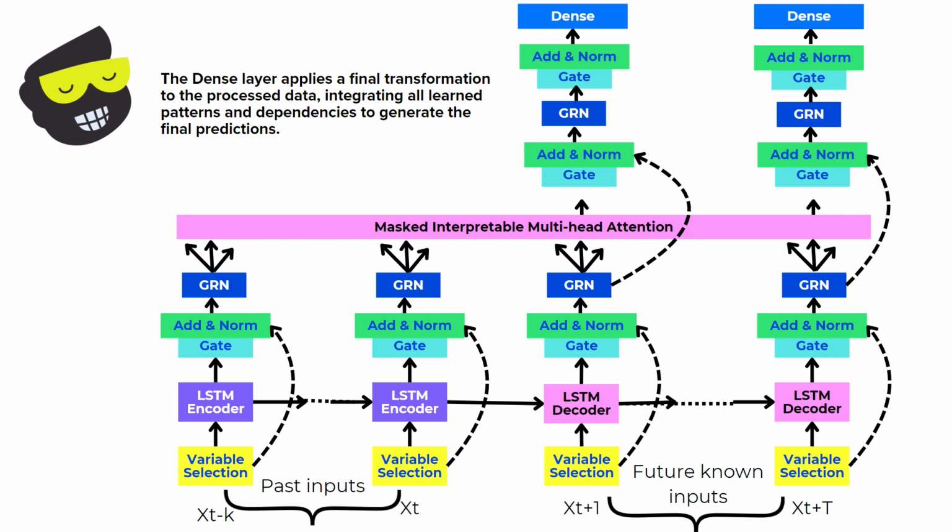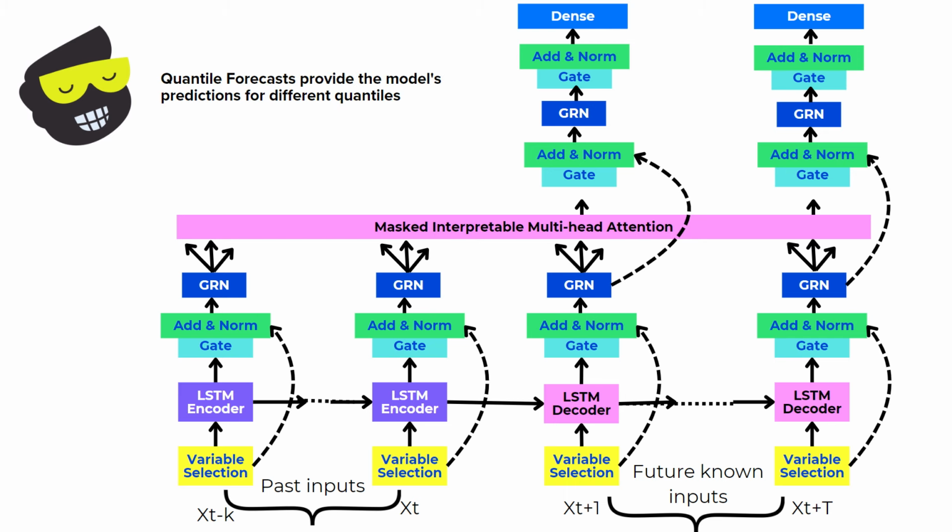After passing through the multiple layers of the model, the processed data reaches the dense layer. The dense layer applies a final transformation of the data, think of it like an activation function, integrating all the learned patterns and dependencies. This layer is crucial for generating the final predictions.